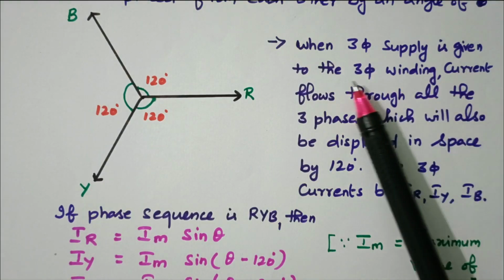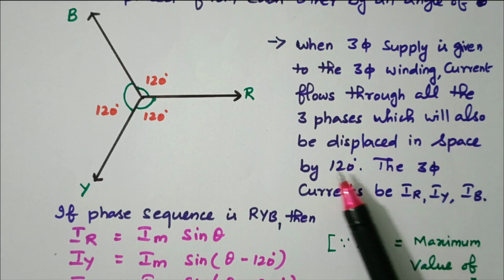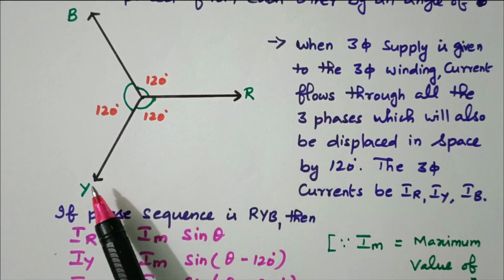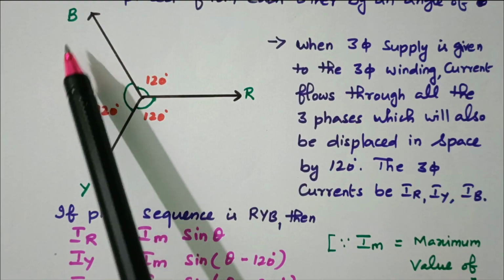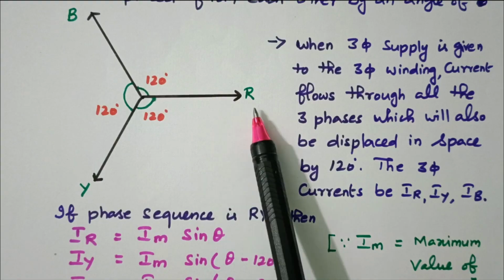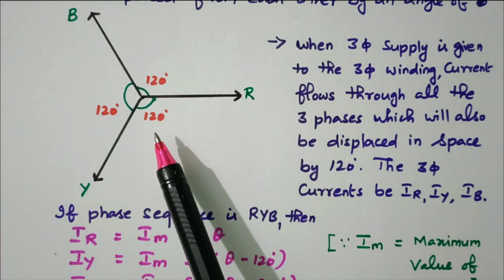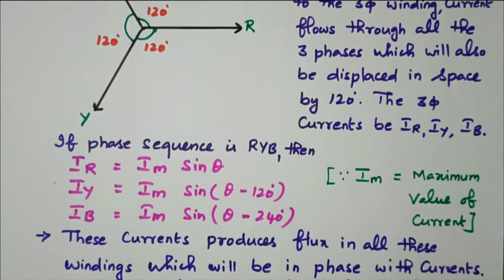When three-phase supply is given to the three-phase winding, current flows through all the three phases, which will also be displaced in phase by 120 degrees. So this is the three phases R, Y, B. R and Y are displaced by 120 degrees. Y and B are displaced by 120 degrees. B and R are displaced by another 120 degrees. So total 360 degrees. The currents are IR, IY, IB. Now we'll see the equation for that.